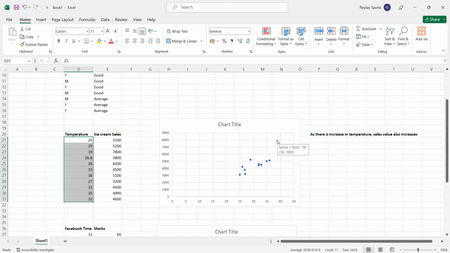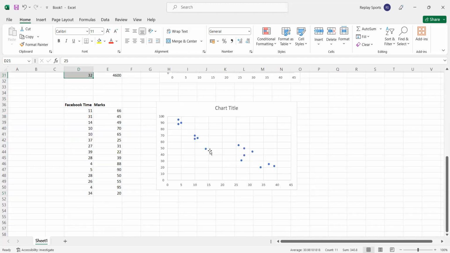Each point here represents the hours on the x-axis and the sales value on the y-axis. Similarly, if you go down here, each point here represents the number of hours you spend on Facebook on the x-axis versus marks you get on the y-axis. You can see this data, the points are decreasing. So as you spend more hours on Facebook, your value keeps on decreasing. So there's a downward trend.